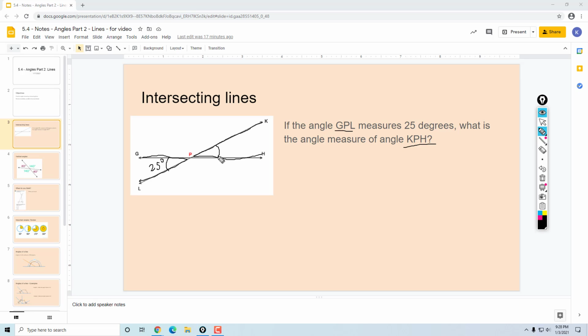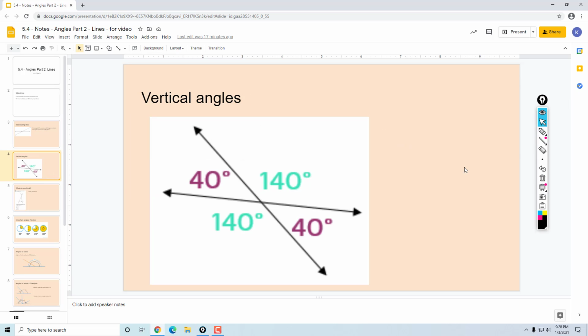KPH. So we want to know this one. Well, if this is 25, this must also be equal to 25. They're the same. So the angles directly across from each other must be the same, and these two must be the same. These are called vertical angles.